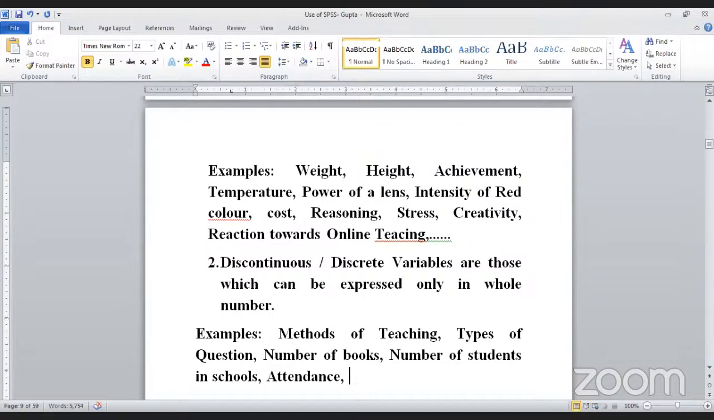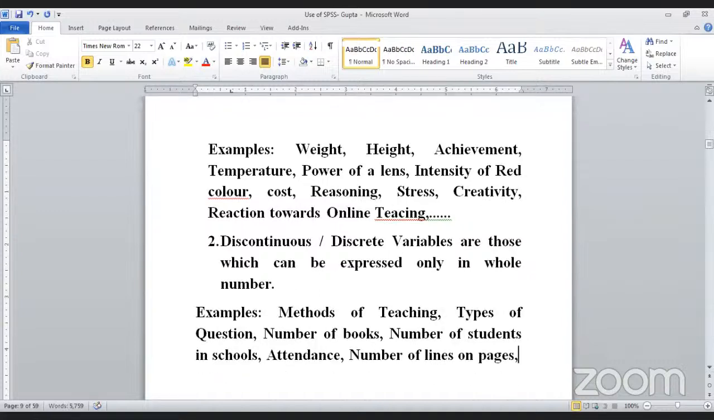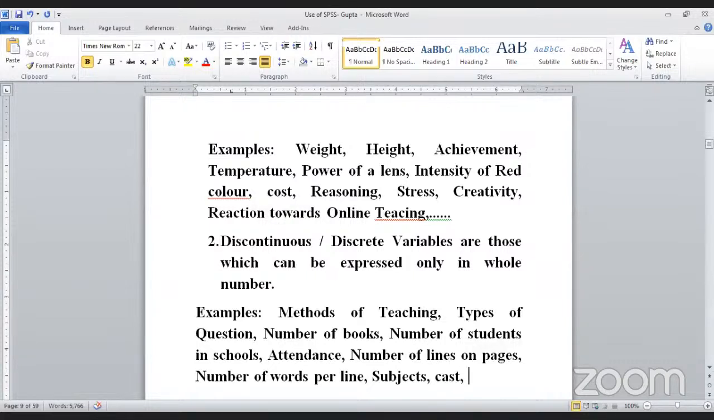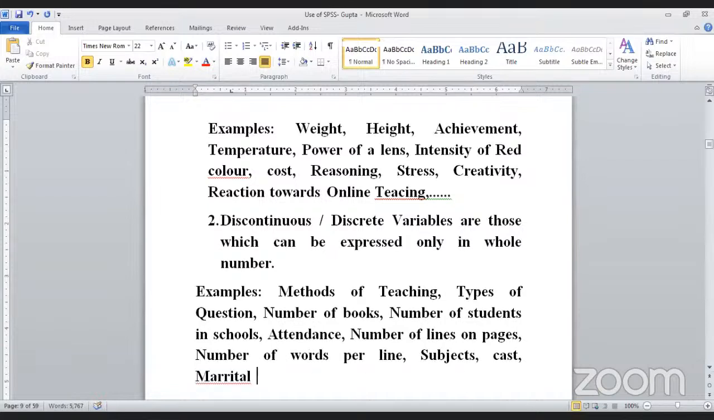Your attendance may be 20 out of 20, your attendance may be 18 out of 20, but no one will say 18.5. Number of lines on pages. You will say either your number of lines are 10 or 8 or 11. Number of words per line. Either the number of words are 20 or 25 or 7 or 8, depends upon that. Your subjects, your caste, marital status.